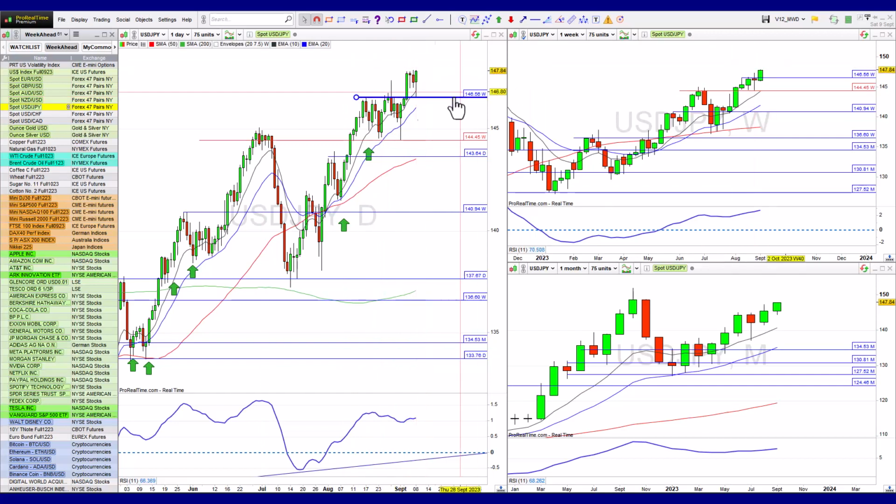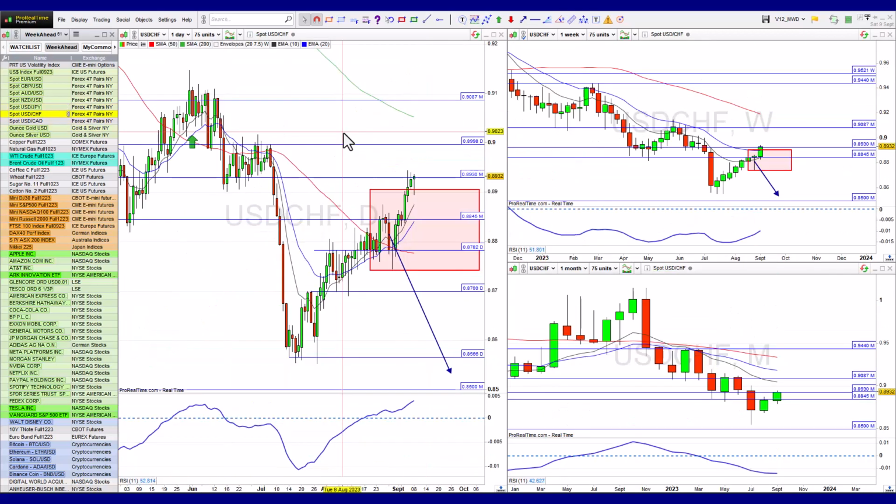So all of this, again, hinting at a slightly stronger dollar. And so we'll see if we can get through this level of resistance that's right here, but it doesn't look like there's much to stop it. We can see here dollar Swissy, a little bit overextended to the upside.